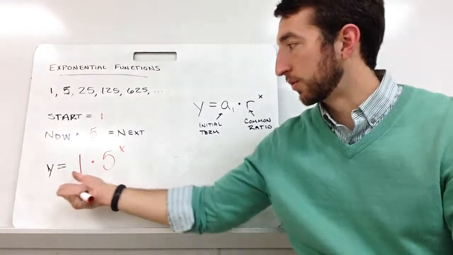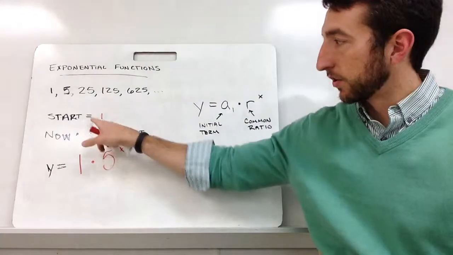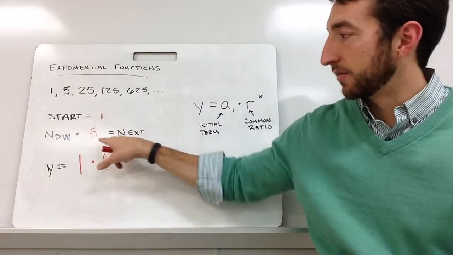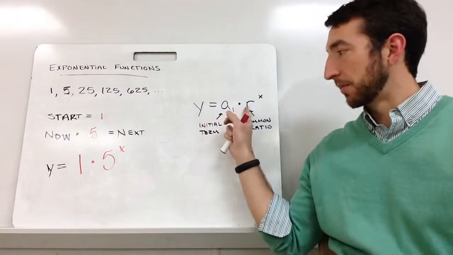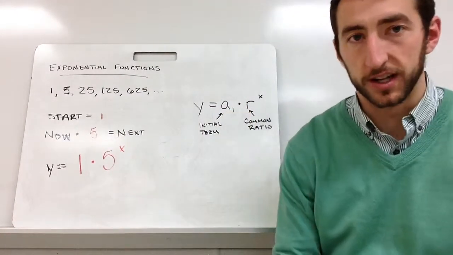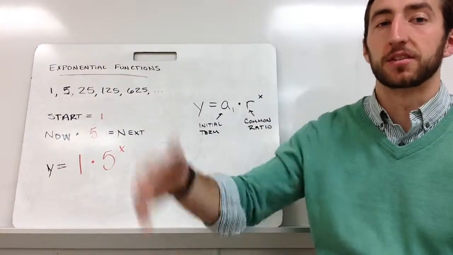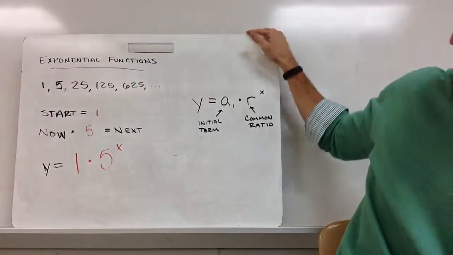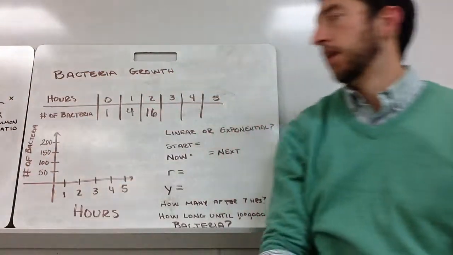So I have my y equals. I know my first initial term is a sub 1, so that's my start. Then I've got times 5 each time, so I know my common ratio is 5. I sub it into my formula and raise it to the x power. This is going to help us shortcut and get to maybe the 10th term or the 20th term, so we don't have to multiply by 5 a whole bunch of times. So here's our example.